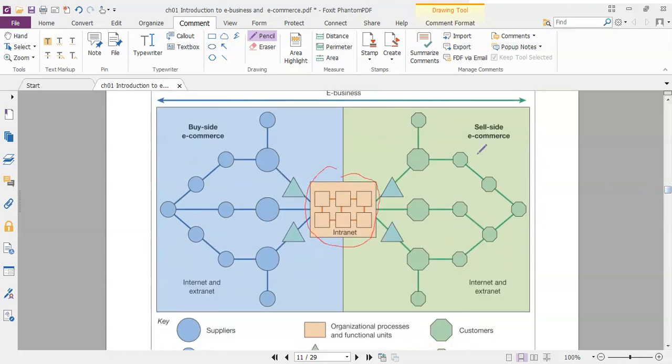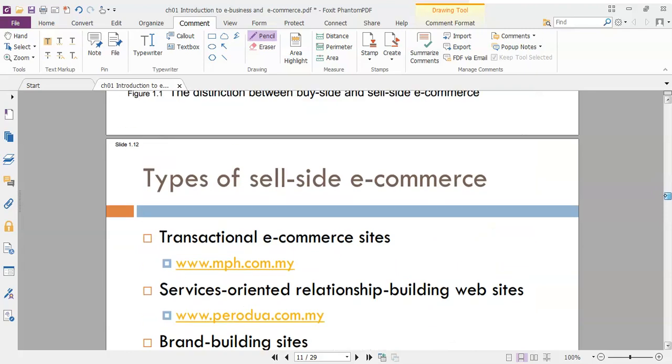So the green one is sell side commerce, and the blue one is the buy side e-commerce. Buy side means the organization, and sell side means the customer side, also the seller side or organization itself. So e-business is business transaction through intranet. That is e-business. So what are the types of sell side e-commerce?